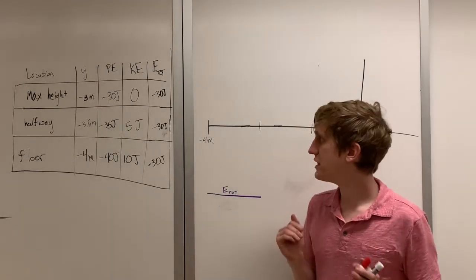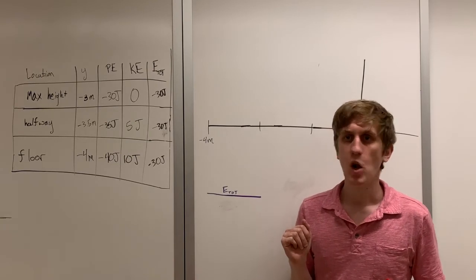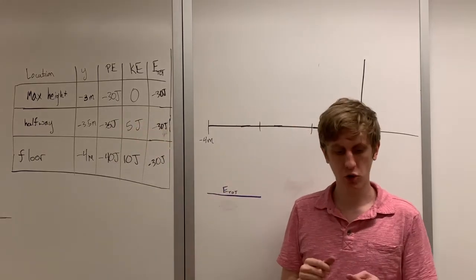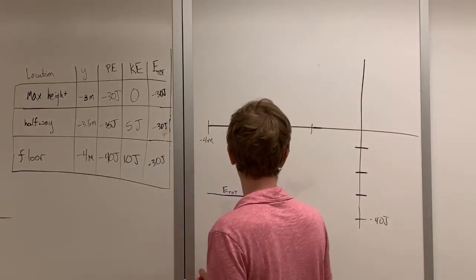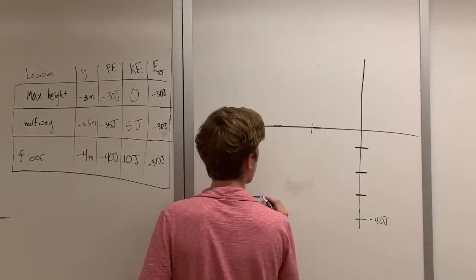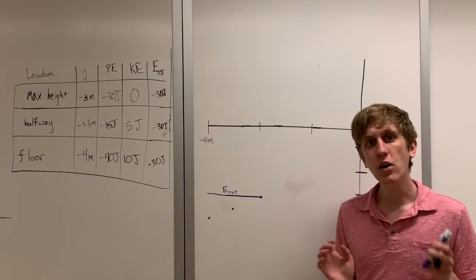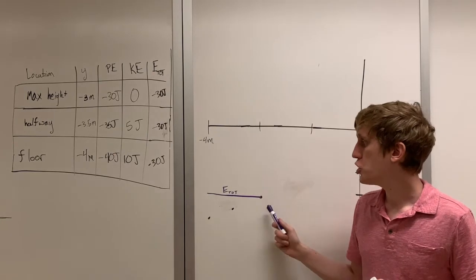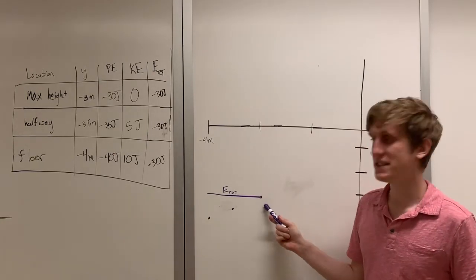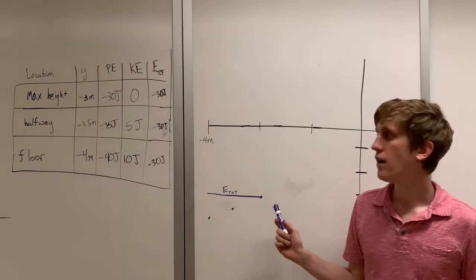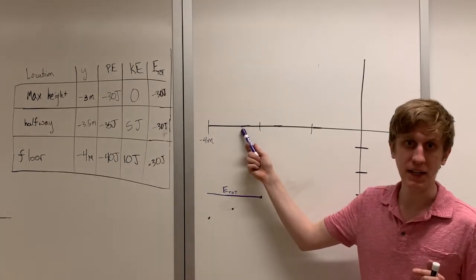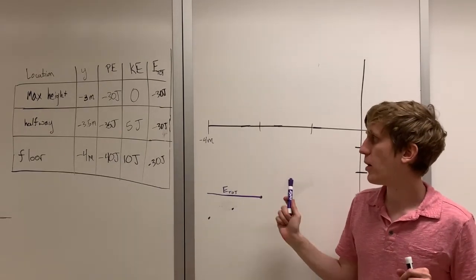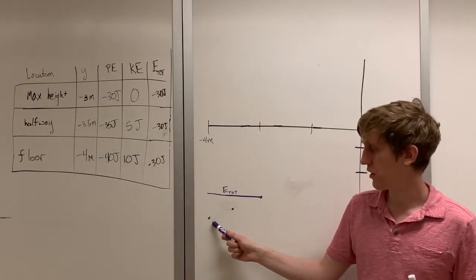Next, let's do the potential energy. To do this, we just need to draw in our points. We know what the x values are, and we know what the potential energy values are. So let's draw in those points. Here are our 3 points. When the ball is at a height of -3 meters, the total energy and the gravitational potential energy are the same, just -30 joules. When the ball is at a height of -3.5 meters, the gravitational potential energy is -35 joules. And when the ball is at a height of -4 meters, its gravitational potential energy is -40 joules.